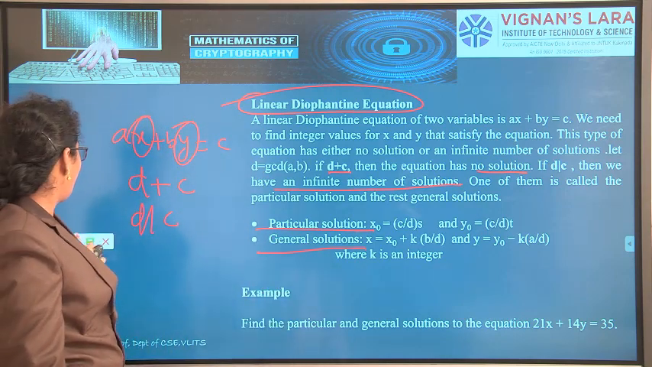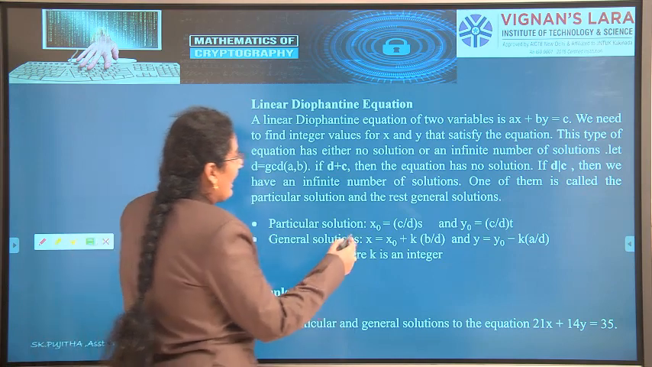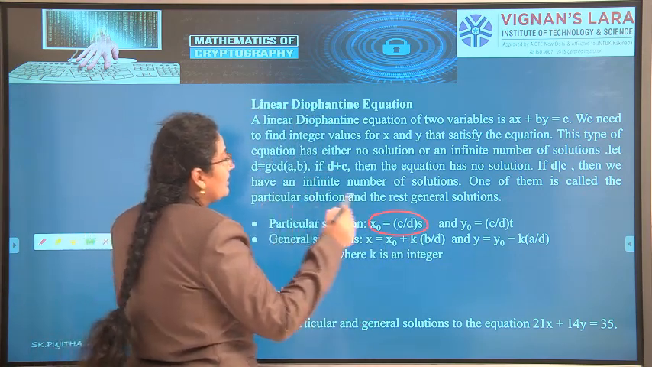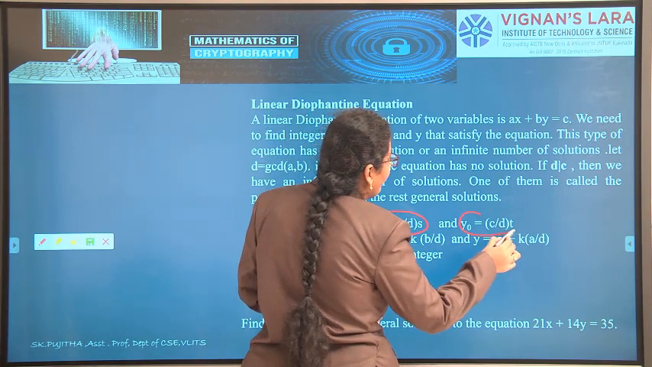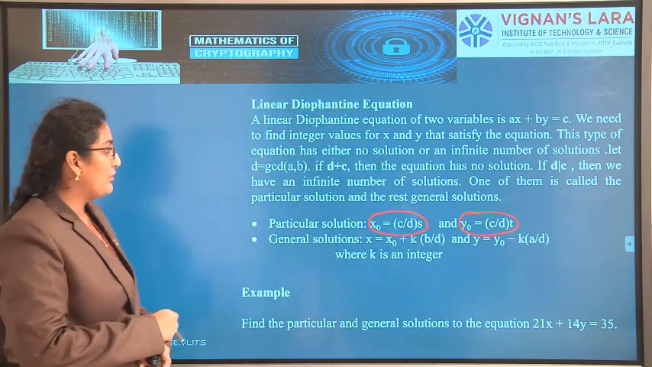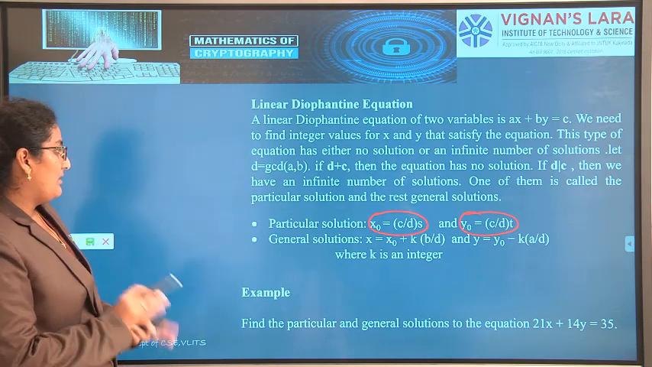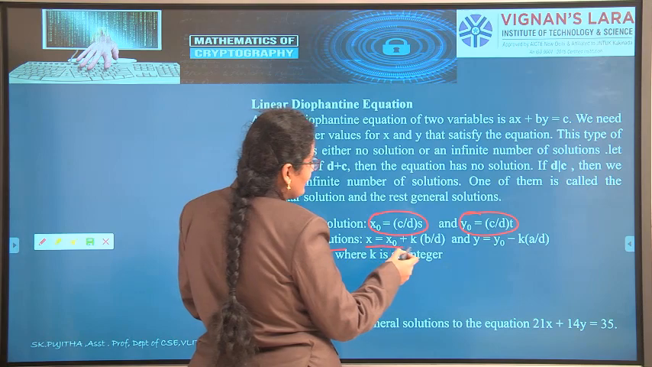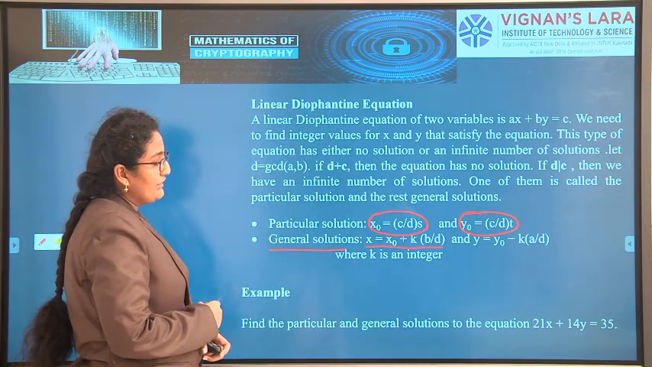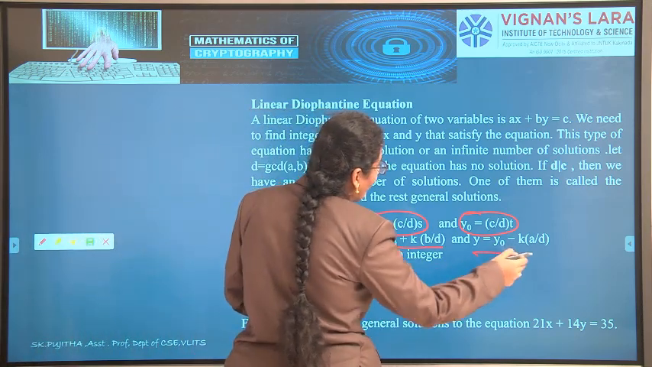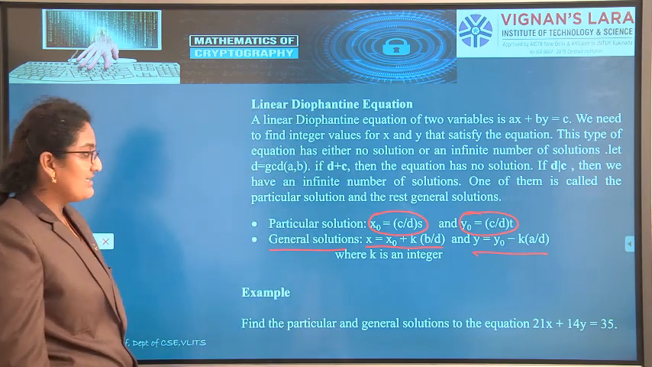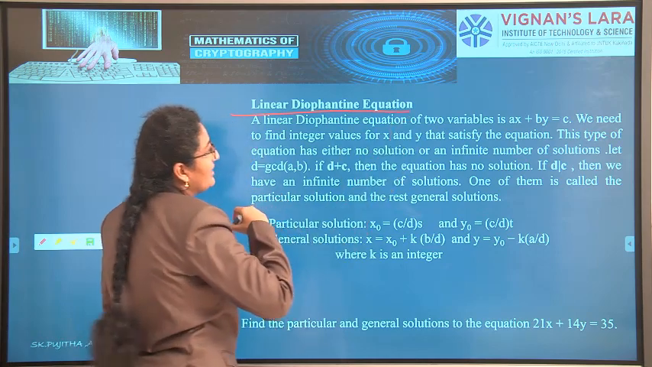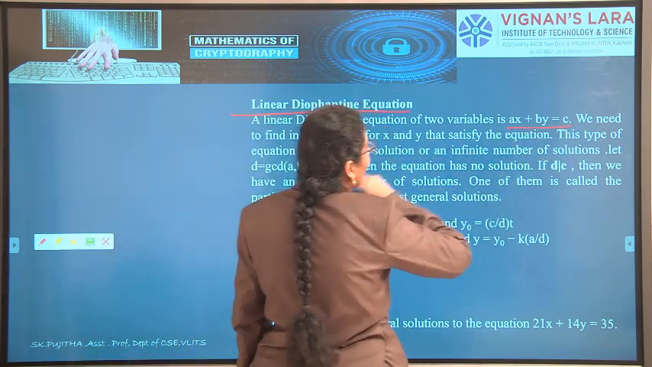Particular solution means x naught equal to c divided by d into s, y naught equal to c divided by d into t. This is the particular solution. A particular solution means having one solution. General solutions: x equal to x naught plus k into b by d, y equal to y naught minus k into a by d, where k is an integer.